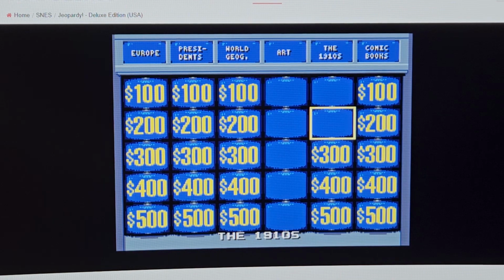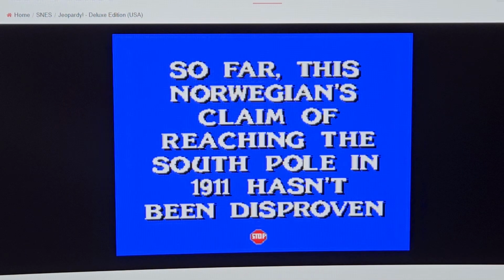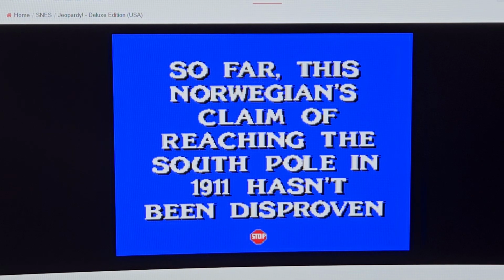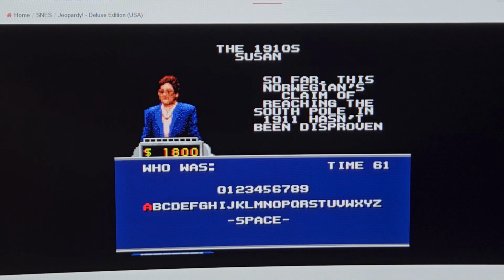Let's do 1910s for 300. The answer is... So far, this Norwegian's claim of reaching the South Pole in 1911 hasn't been disproven. Who is Roald Amundsen?